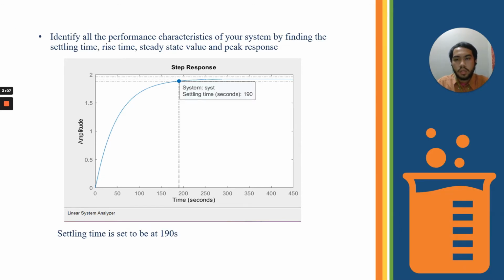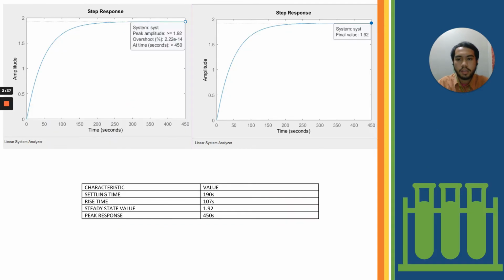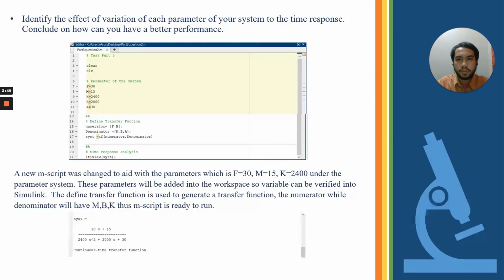After that, we need to identify all the performance characteristics of our system by finding the settling time, rise time, steady state value, and the peak response. So lastly is the steady state value and the peak response graph. This steady state value is at 1.92 and the peak response is at 450 seconds.